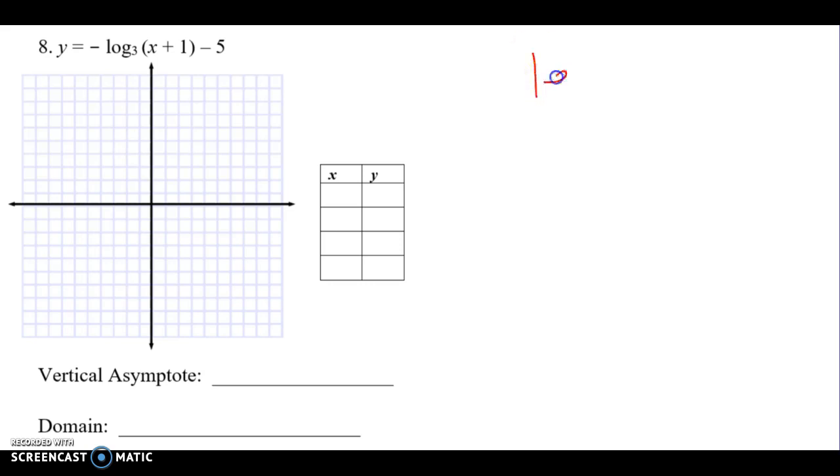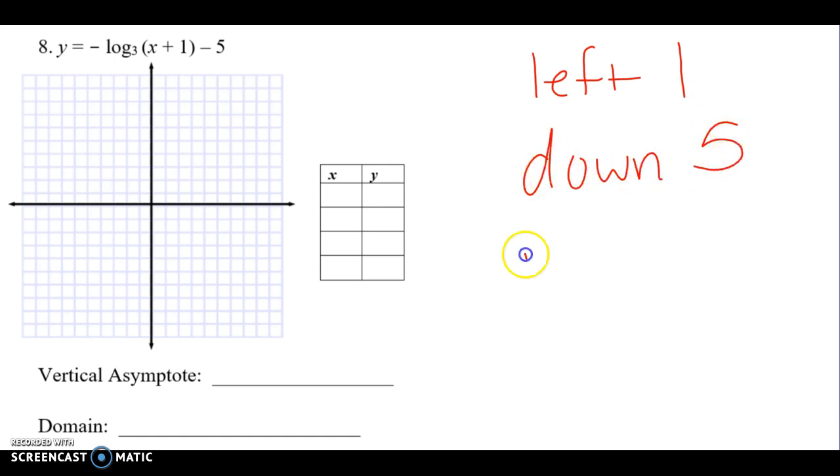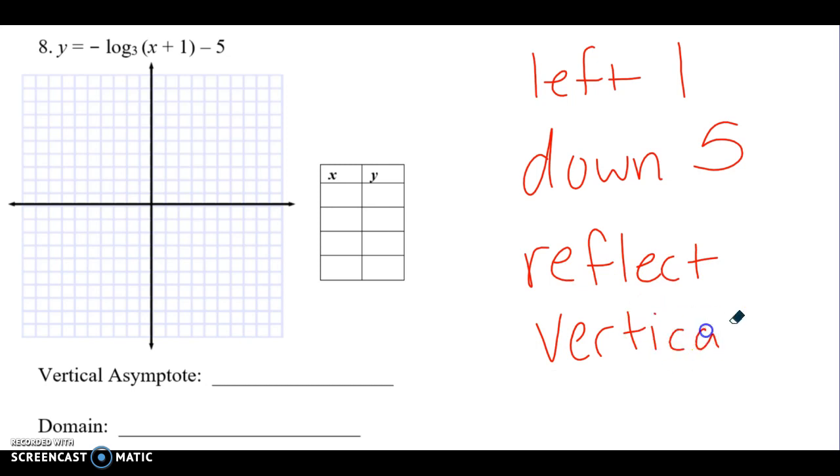Left 1. Write that down. Left 1, and it's reflected. Down 5, reflected over. I like to call it vertically because it's up and down. So before we even graph in our calculator, where do we know the asymptote's going to be? -1. Left 1. So put your dotted line down at -1, and you can go ahead and fill in x equals -1 for the asymptote.